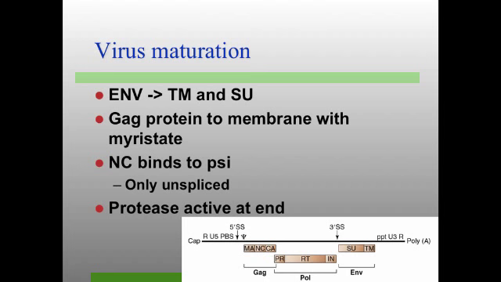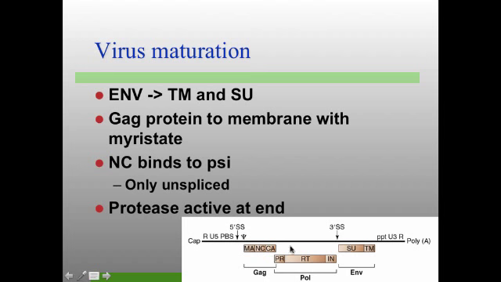You also need to package your genome. How do you get genome packaging? It's through this sequence right here, which I haven't talked about yet. This is the Psi sequence. It's in that RNA. It's what gets bound to the nucleocapsid protein, which will take that and make it into your final piece that goes into the center of your virion.